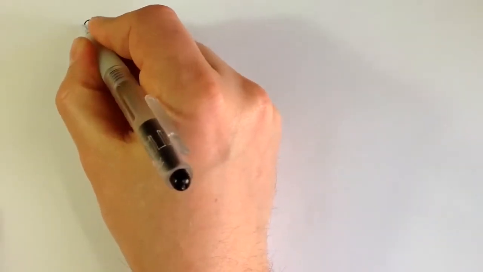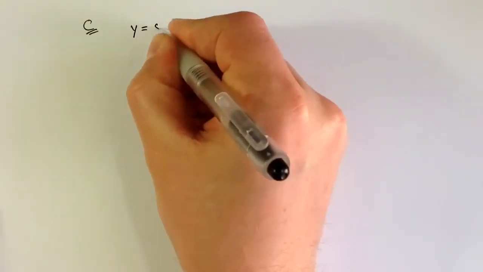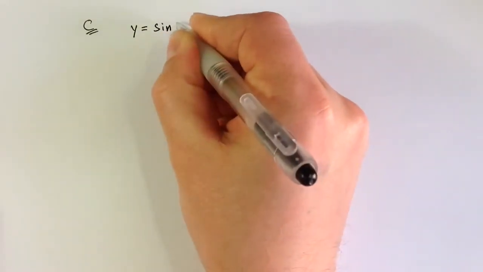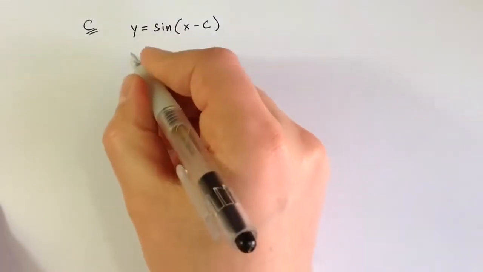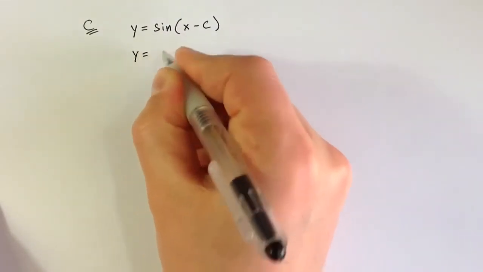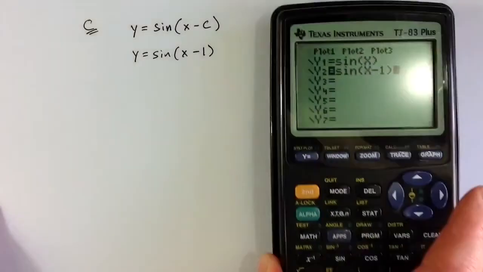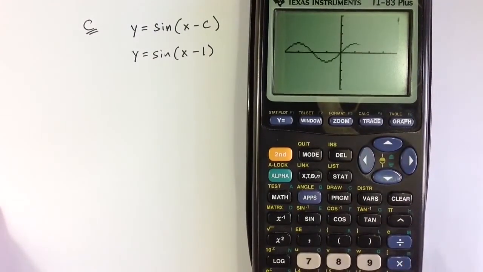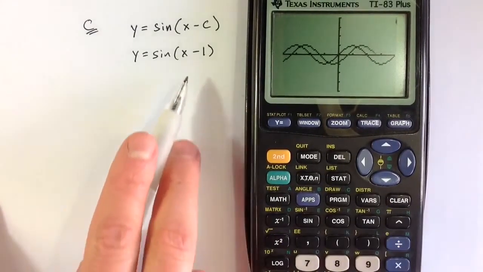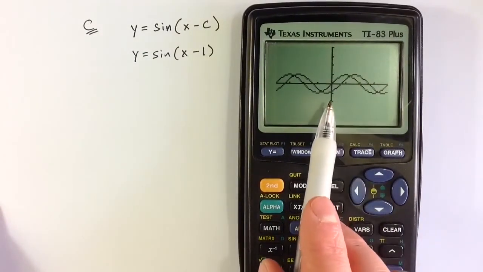If we consider what happens if we just introduce a value c, we get a function that has a form y equals sine of x minus c. So this is the generic form with a minus sign in front of c. An example of that, let's say we take x minus 1. If we look at a graph of these two, this is the original sine function, and then sine of x minus 1. What we see, again, because the change here is inside the function, is a horizontal change.